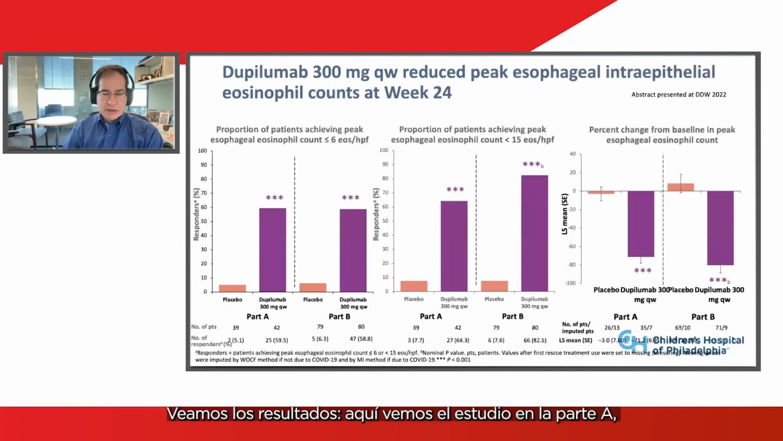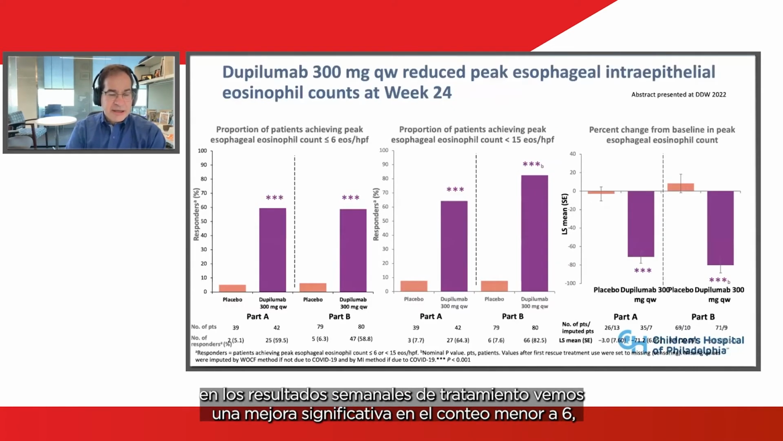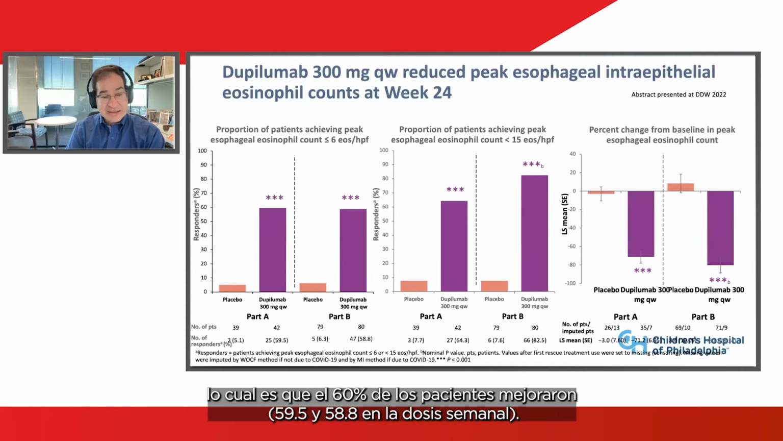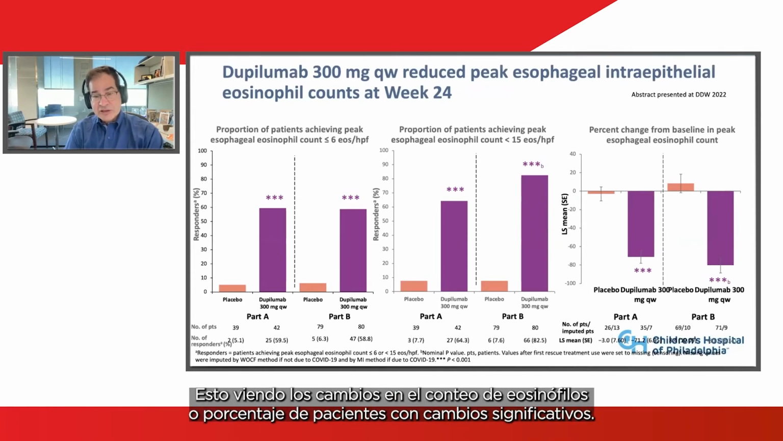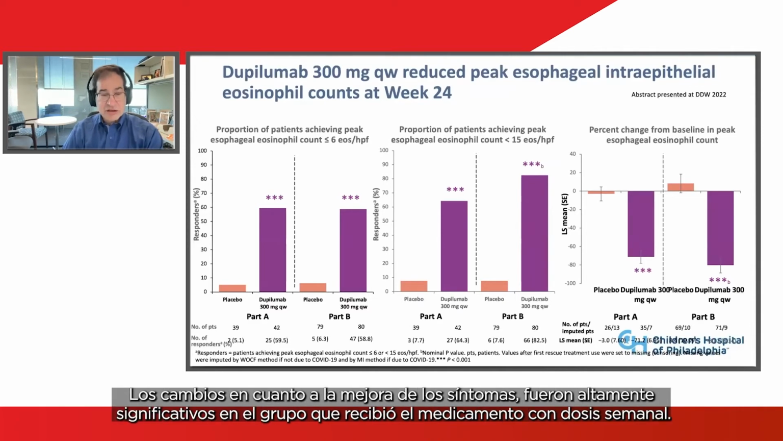So let's look at the data. In part A, looking at the weekly data, you can see a significant improvement in eosinophil counts less than 6. About 60% of the patients got better, 59.5 and 58.8 in the weekly dosing. This is looking at peak eosinophil counts and changes, all highly significant in all those lines.